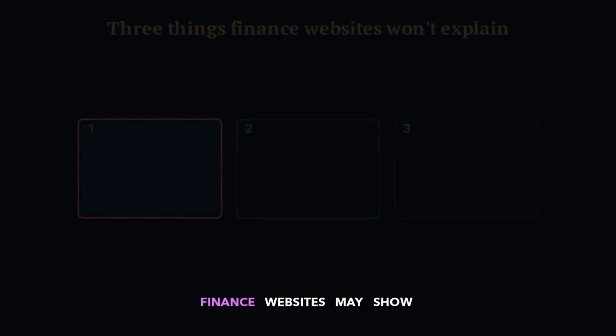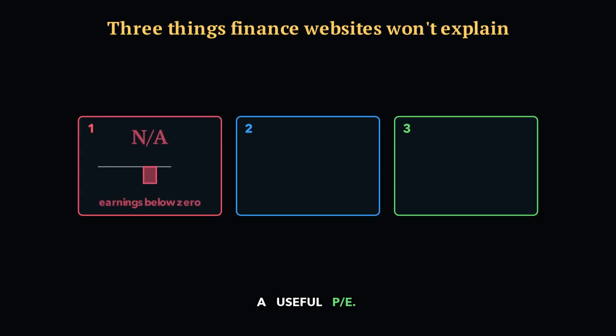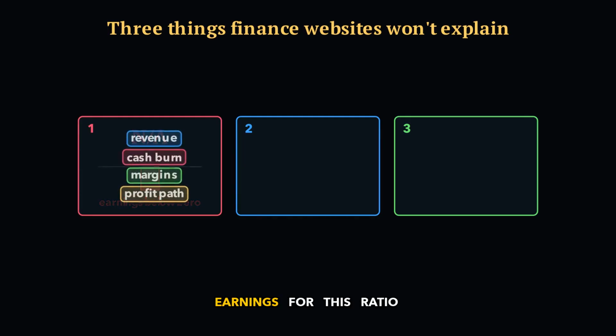There are 3 things finance websites may show you without fully explaining. First, not every stock has a useful PE. If a company is losing money, earnings are negative. When earnings are negative, PE may be missing, meaningless, or shown as NA. That does not mean the website is broken. It means the company does not have positive earnings for this ratio to measure. In that case, investors may look at revenue, cash burn, margins, or a path to future profitability instead.